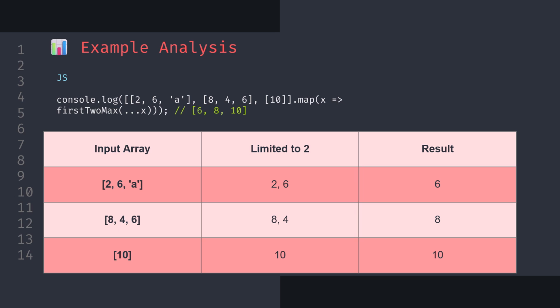In this example, even though some arrays have more than two elements, only the first two are passed to Math.max. This means non-numeric or extra values are excluded. This keeps your logic focused and avoids unwanted surprises. Let's look at where this can be handy.